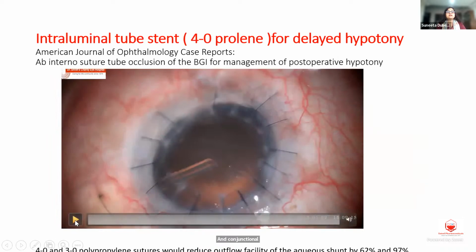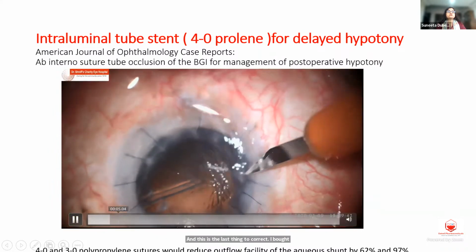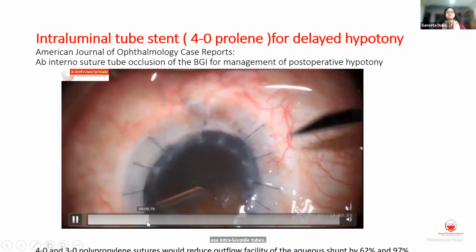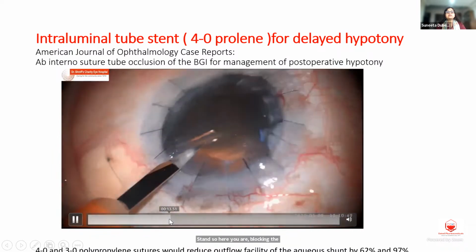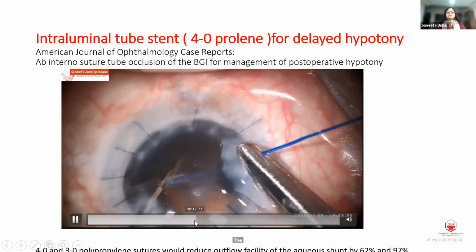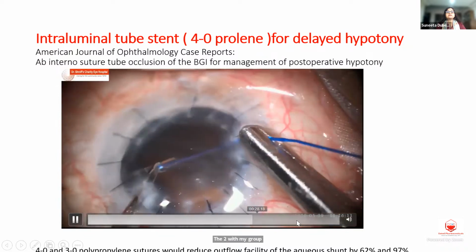And this is the last thing. To correct hypotony, you can use an intraluminal tube stent. So here you are blocking the tube from inside with a Prolene suture. So you are just gripping the tube with microforceps and inserting this Prolene suture.